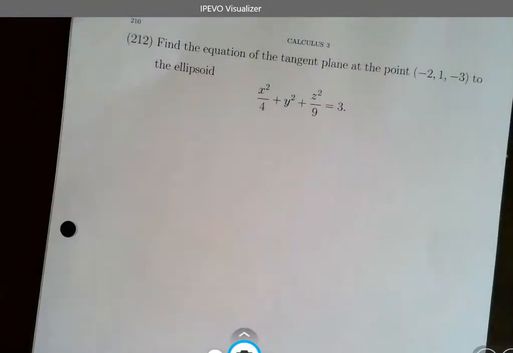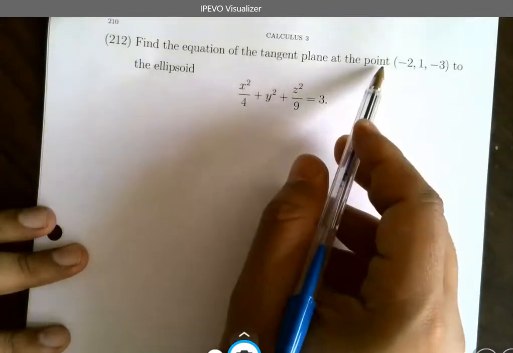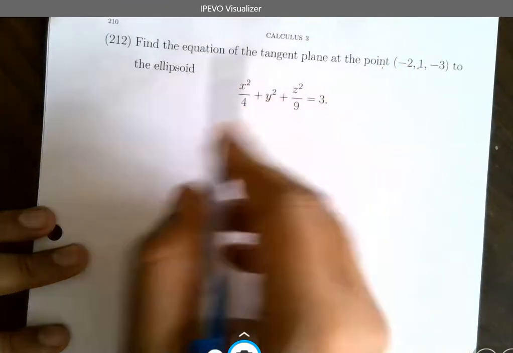Now, the last two things. I hope this works out. Find the equation of the tangent plane to the point here, to the ellipsoid.